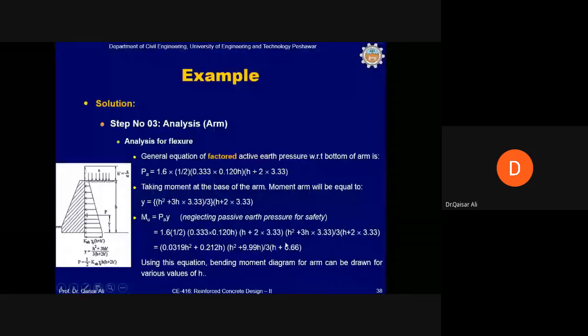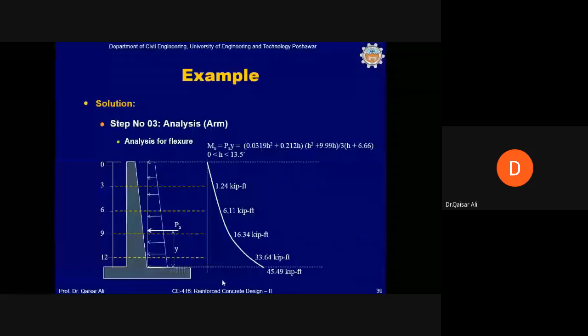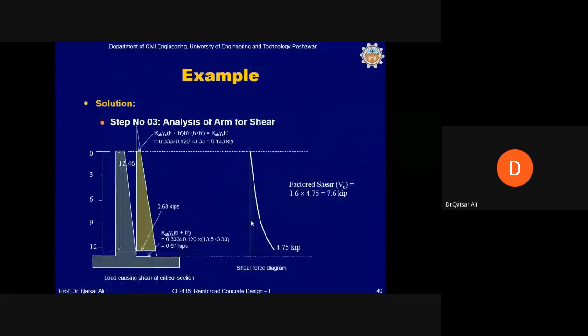This can be drawn very easily, like this bending moment diagram. And this is a shear force diagram. Shear force and bending moment diagram can be drawn for this distribution very easily. This is the shear force bending moment diagram.